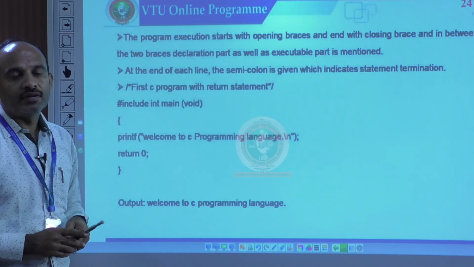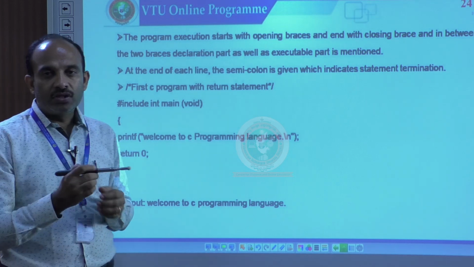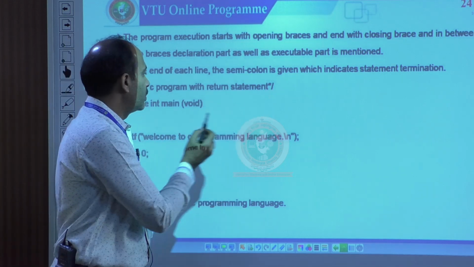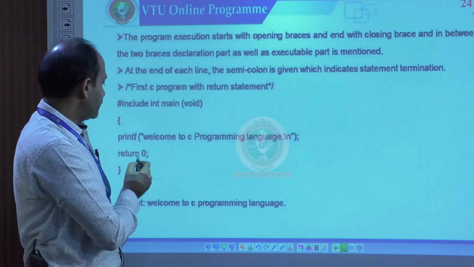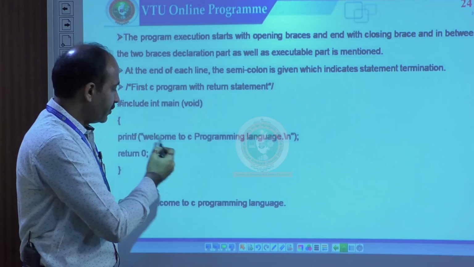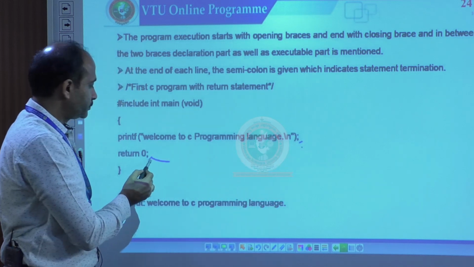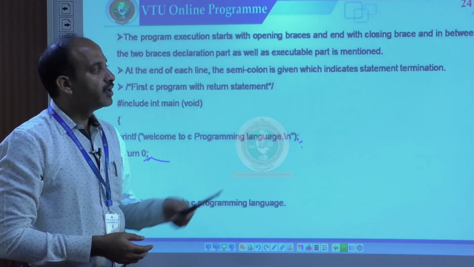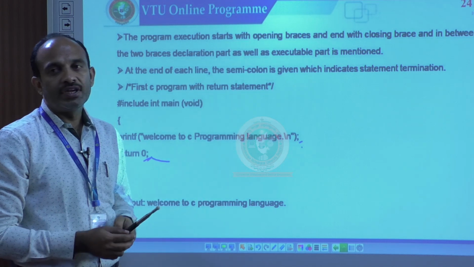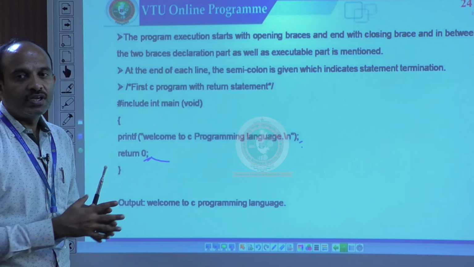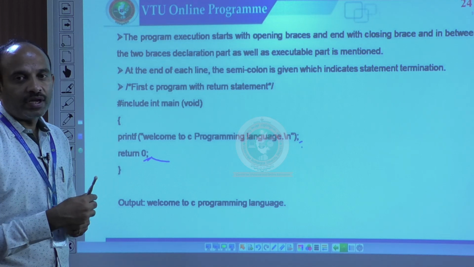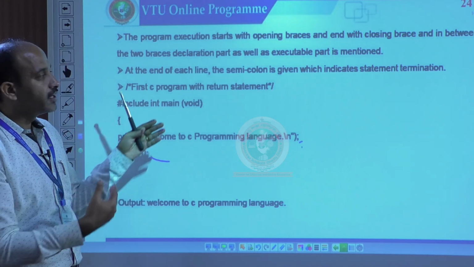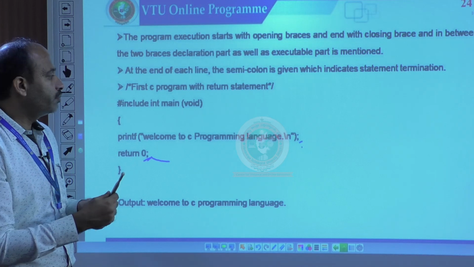Every statement you write within that should be terminated by a semicolon. At the end of each line there should be a semicolon. See here, except for main, printf and return, every statement within these braces, I have written two statements, and every statement ends with a semicolon. The semicolon indicates statement termination, the end of the statement. It gives the instruction to the compiler that this particular statement is ended and it should go to the next line. There is no continuation of the line.